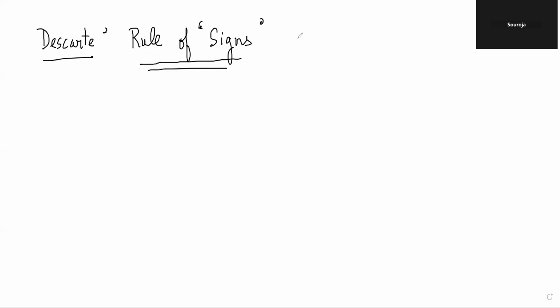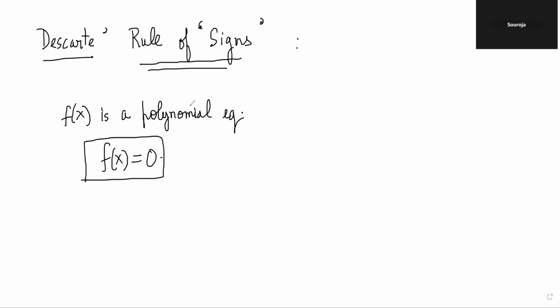Yeah, understood. This is an example of a famous property. It is called Descartes' rule of signs. So what he said was, if f of x is a polynomial equation, like f of x is equal to 0 is a polynomial equation. Why am I saying polynomial equation? Because it doesn't have to be a quadratic. It could be a cubic or a fourth degree equation also, right?